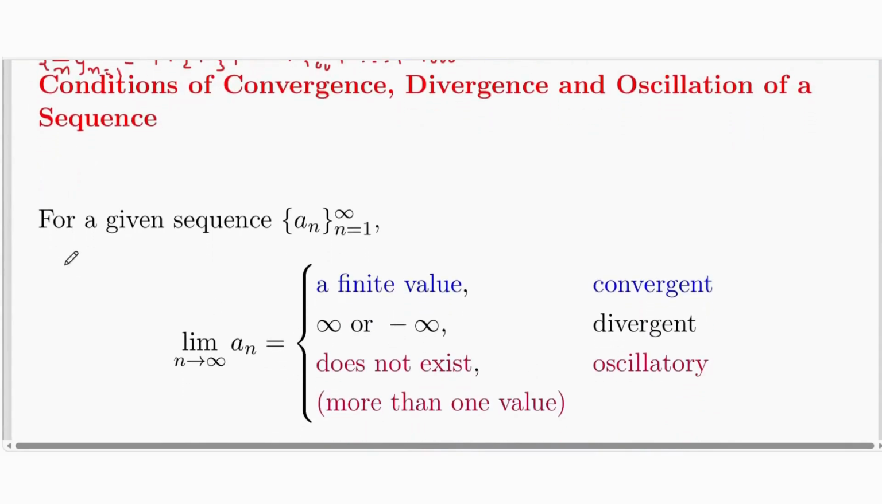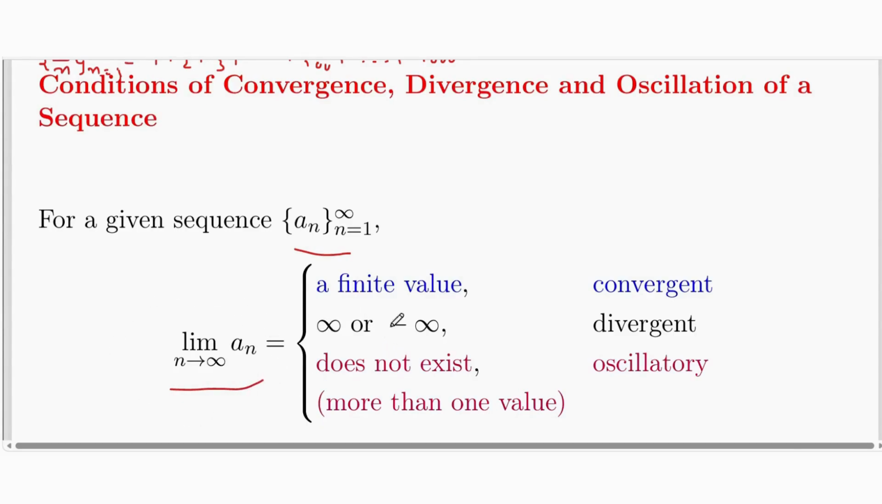For these conditions, what do we need? For a given sequence a_n, n is 1 to infinity, we take the limit as n tends to infinity of a_n. Here, what is a_n? a_n is nothing but the nth term of the sequence. On the nth term of the sequence, apply the limit n tends to infinity. Now evaluate this limit, and you will get some answer.